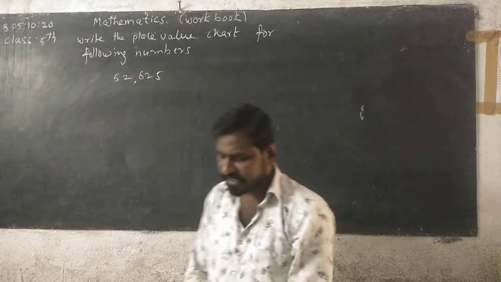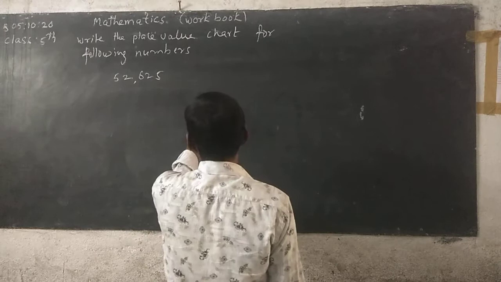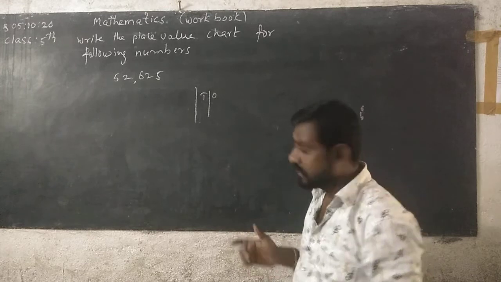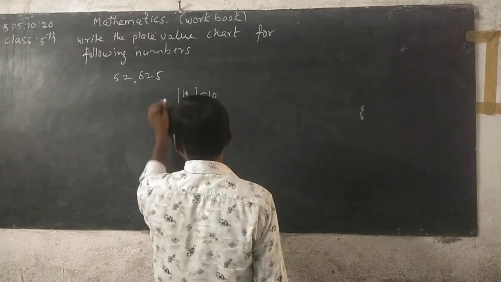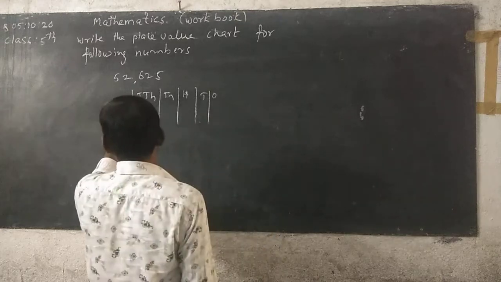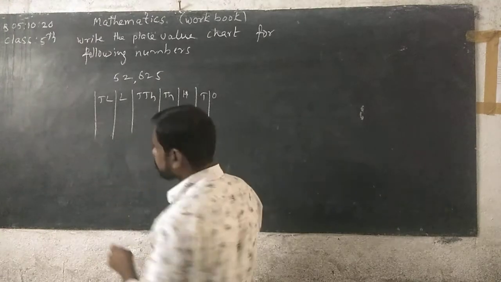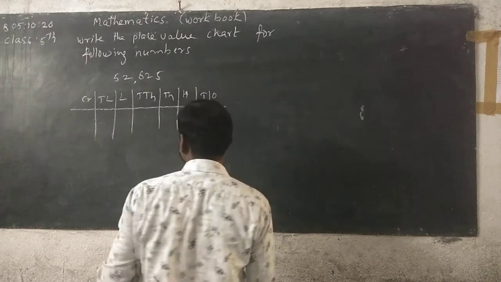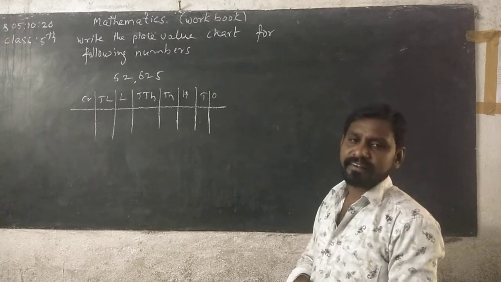So here the place values are given, crores to ones. So here you can write ones, tens, I can write shortcut. So hundreds, thousands, 10,000, lakh, 10 lakh. Now here crores, see here. But our problem is we can start from where to where.